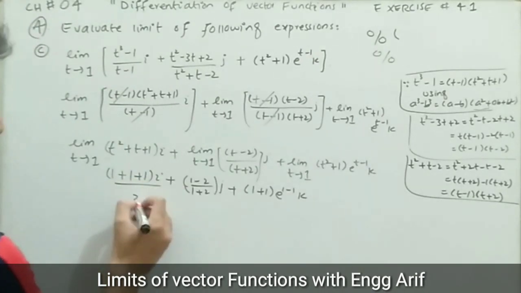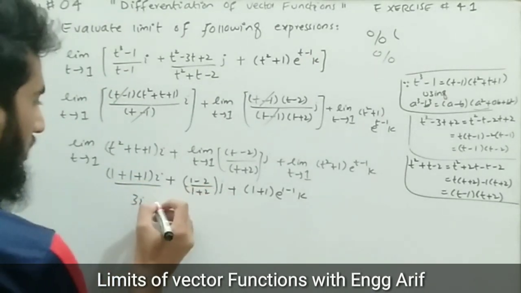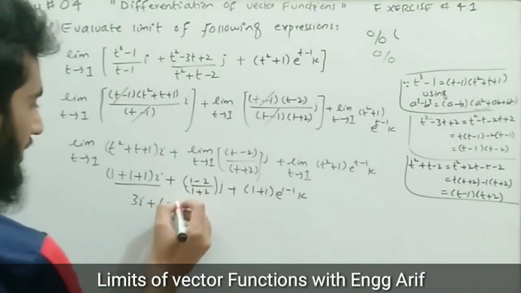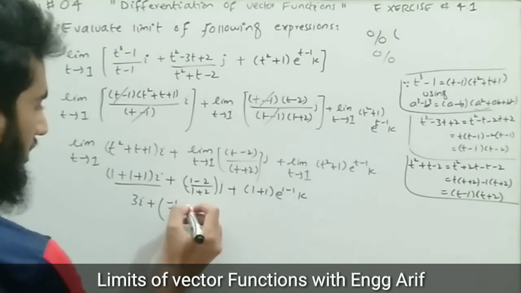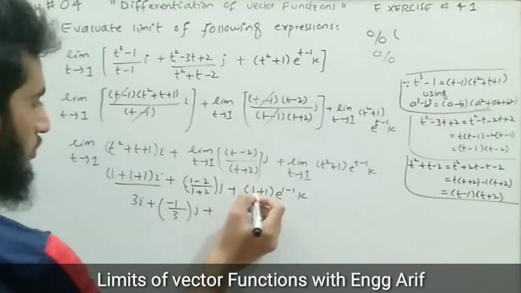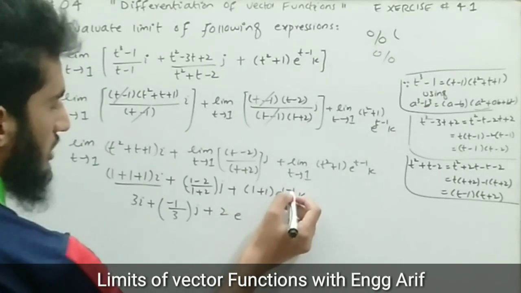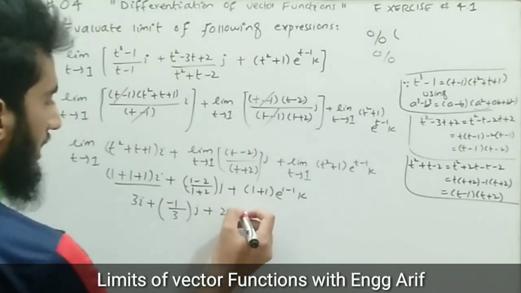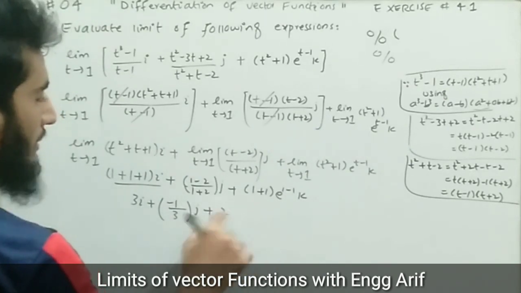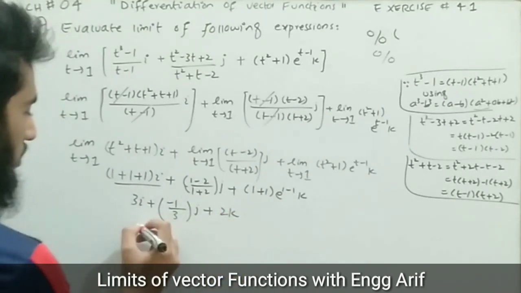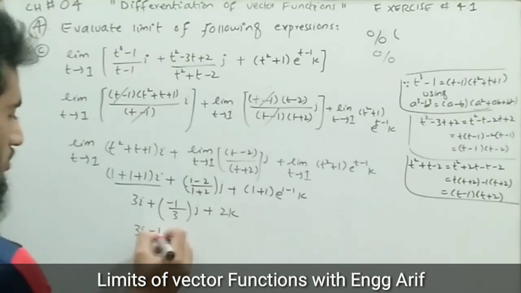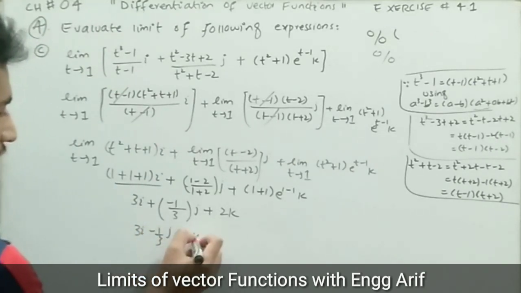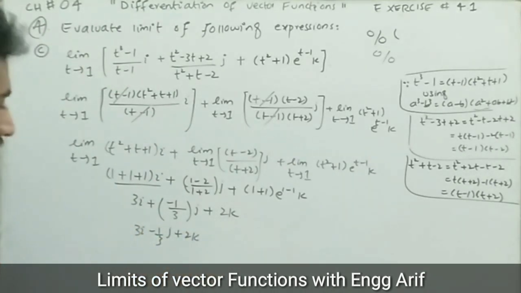So it will give us 3i, and 1 minus 2 will give us minus 1, divided by 1 plus 2 which gives us 3, into j, and plus 1 plus 1 gives us 2 into e power 1 minus 1, which gives us 0, and e power 0 will give us a value 1. So e power 0 is equal to 1, so 1 multiplied by 2 will give us 2k. So the required answer is 3i minus 1 over 3 j plus 2k. This is the required answer to part C.